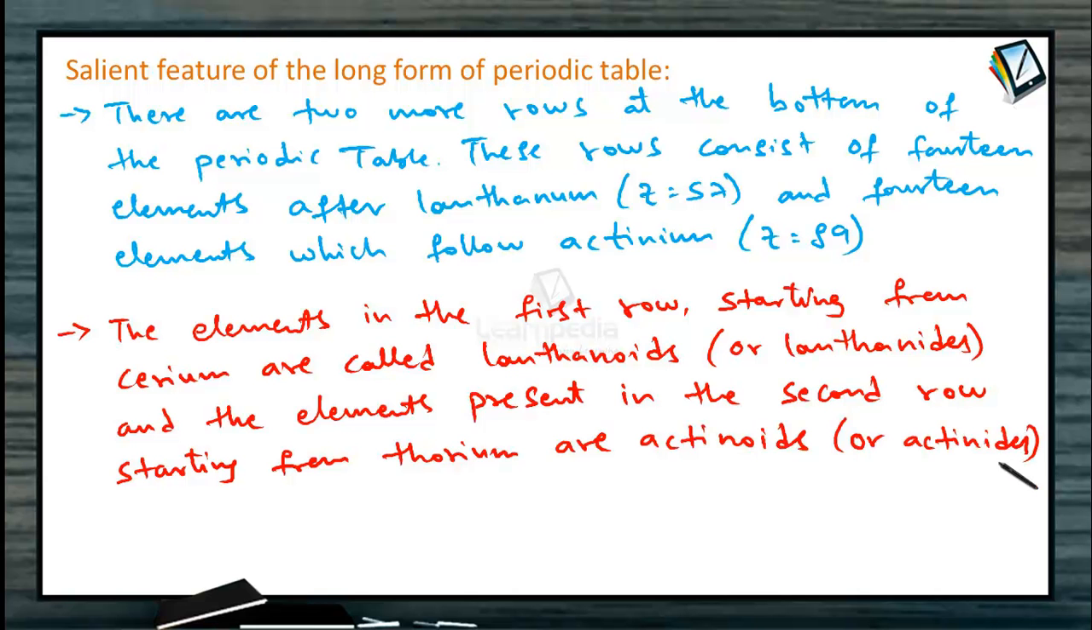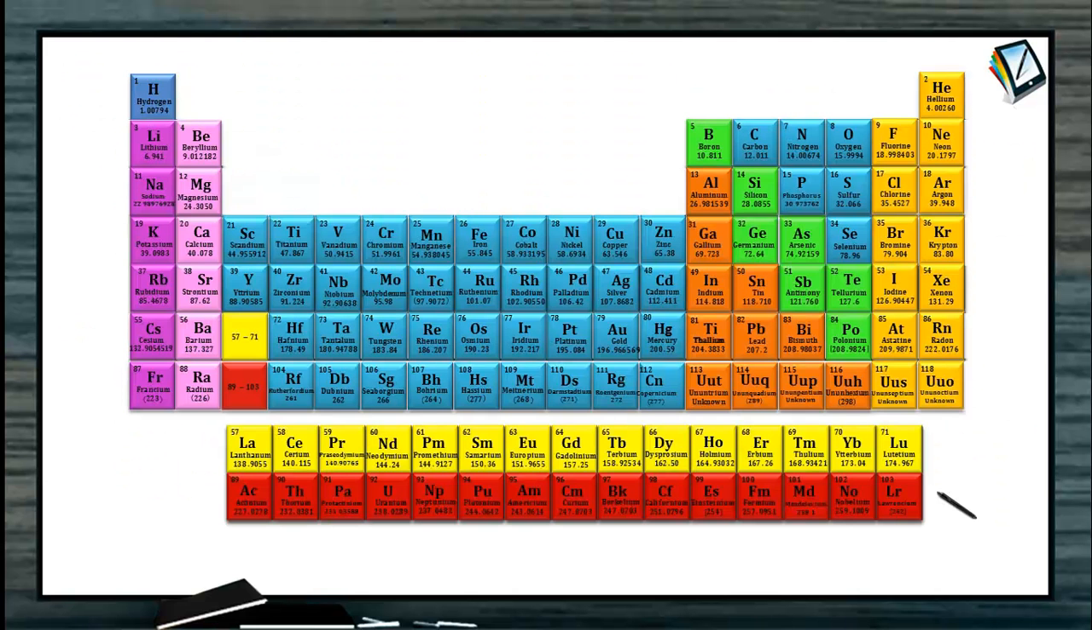Let us see in the periodic table directly. Here, these elements from cerium to lutetium, that means from atomic number 58 to atomic number 71, they are called the lanthanides. Actually, all the 14 elements coming after lanthanum possess similar chemical properties. As they cannot be accommodated in the same group, they are placed separately below the periodic table.